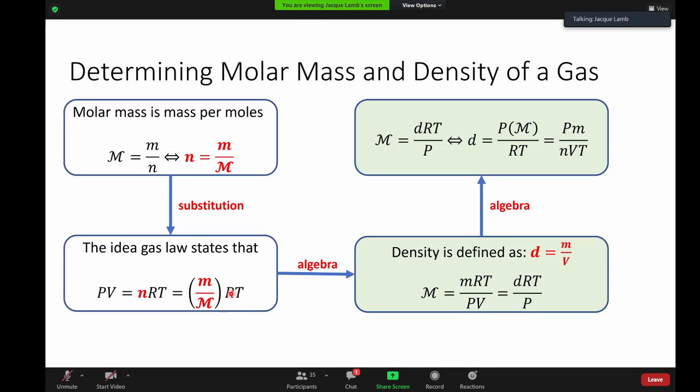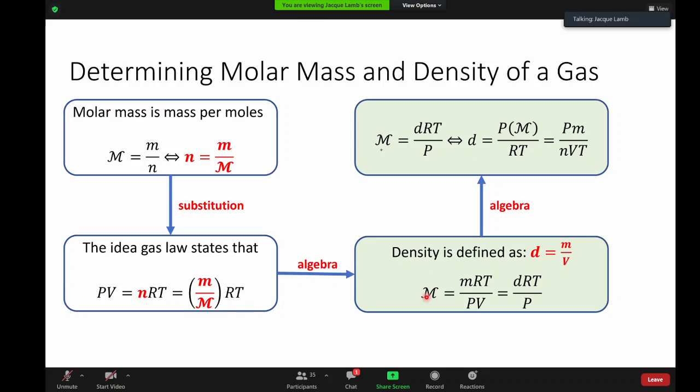We can then use algebra to rearrange that equation to solve for molar mass. So molar mass is equal to mass times RT divided by PV. That's just simply an algebraic rearrangement of this equation. But we also know that density equals mass per unit volume. That's the measure of density. So mass divided by volume over here becomes density. So if you can measure the density of a gas multiplied by the ideal gas constant R at a known temperature and pressure, you can determine the molar mass of that gas.